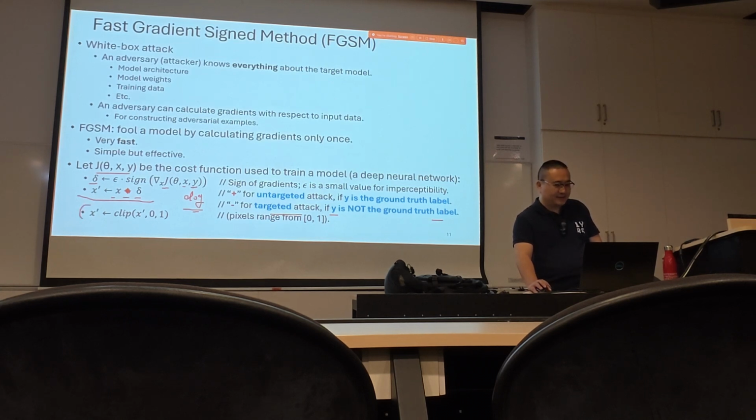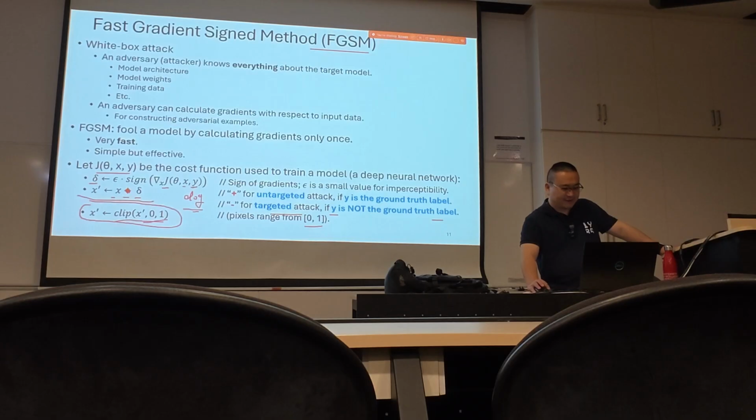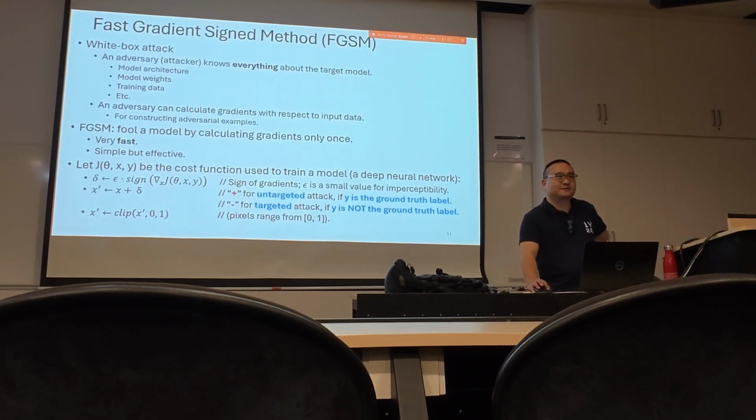And the last line is to constrain the images to the range 0 to 1, because in PyTorch, if we represent pixels, we use float values in the range 0 to 1. So we just clip to that range. And this is the algorithm of the fast gradient sign method. Any questions before this one? Any questions about this algorithm?